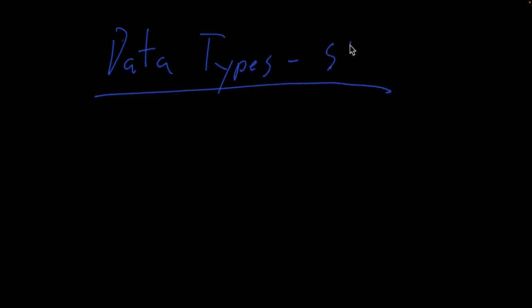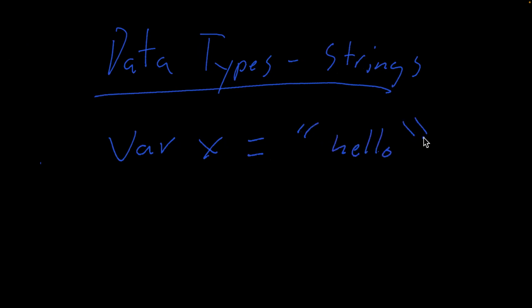We said strings. Yes, all those answers are correct. Let me make it a simpler answer. A string is anything within quotations. So we can say var x equals "hello". As long as it's within these quotations, this is what signifies that it's a string. Anything within these quotations, that's what defines a string. It's a series of characters within these quotations.